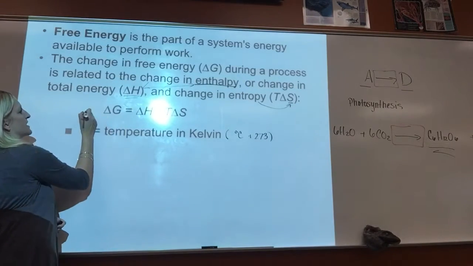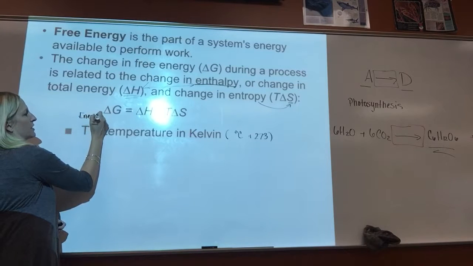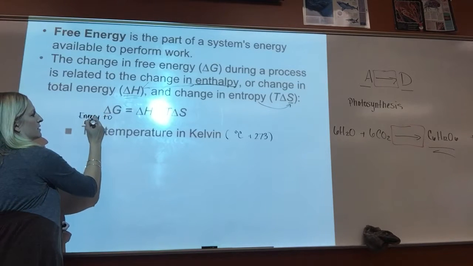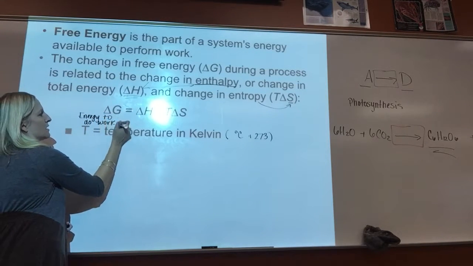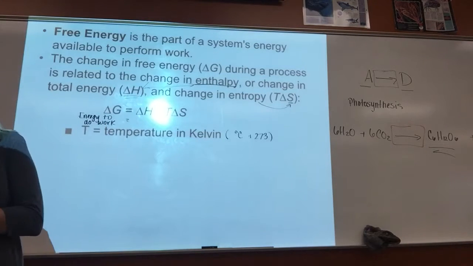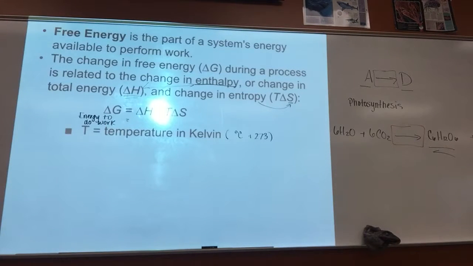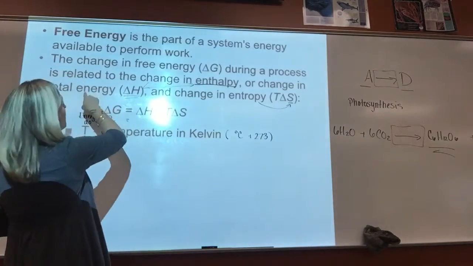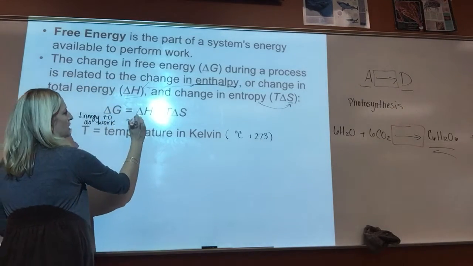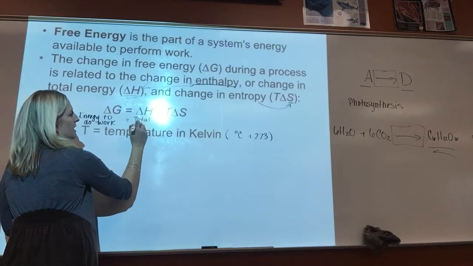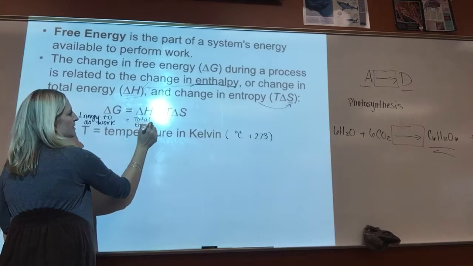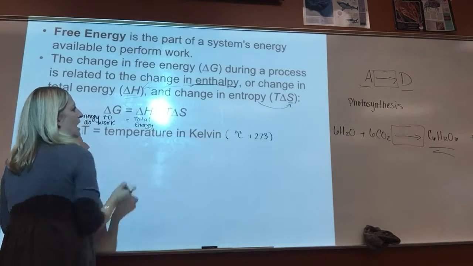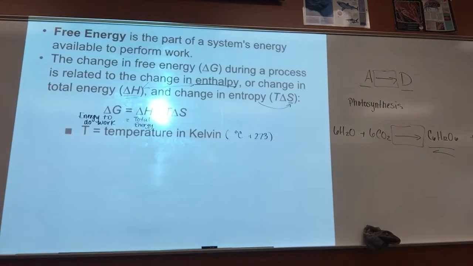All right, so let's look at delta G. This is the energy available to do work. So what do we have to do? What we do is we take the enthalpy, or the total energy. So this is the total energy in the system. And we subtract the unusable energy.